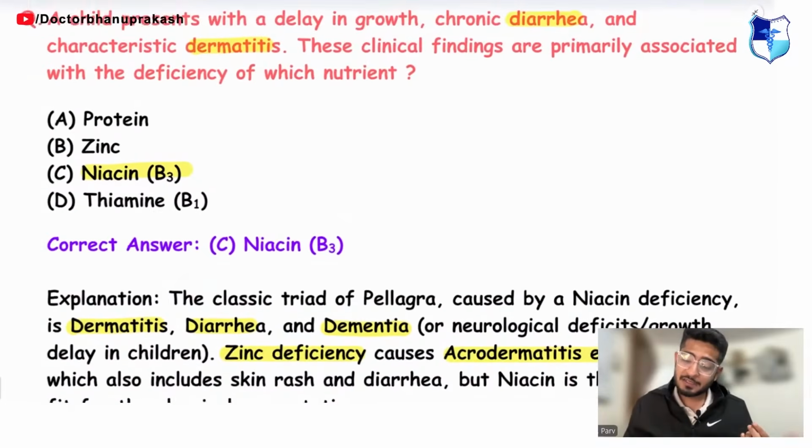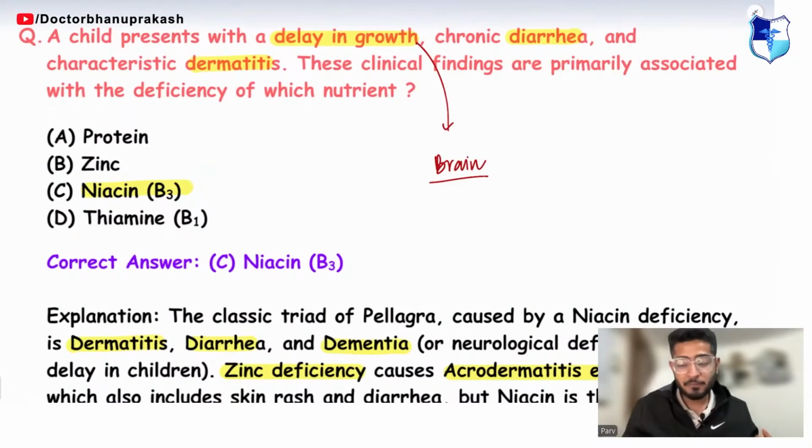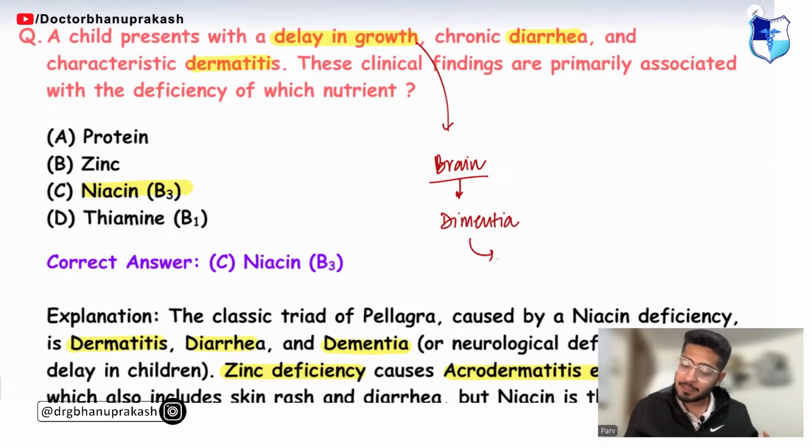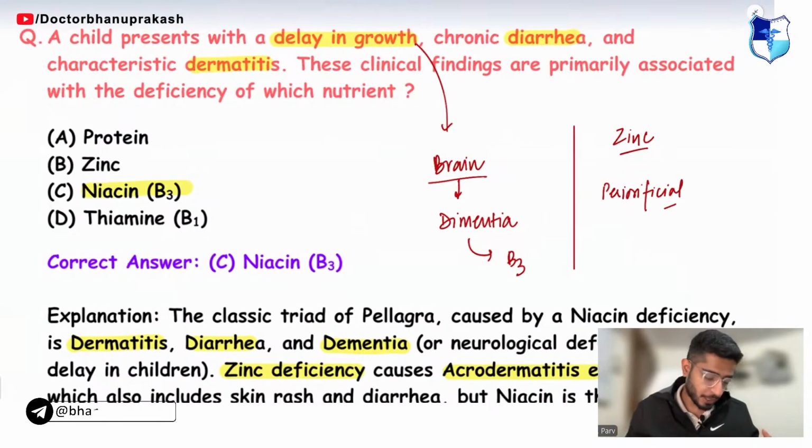So what you have to understand in these cases, see, there is delay in growth also. That means the brain is also involved. And since the brain is also involved, this is going to have a dementia feature as well, and that is why the answer is B3. Whereas if it would have been zinc, then of course periorificial dermatitis is going to show along the orifices. This you have to understand.